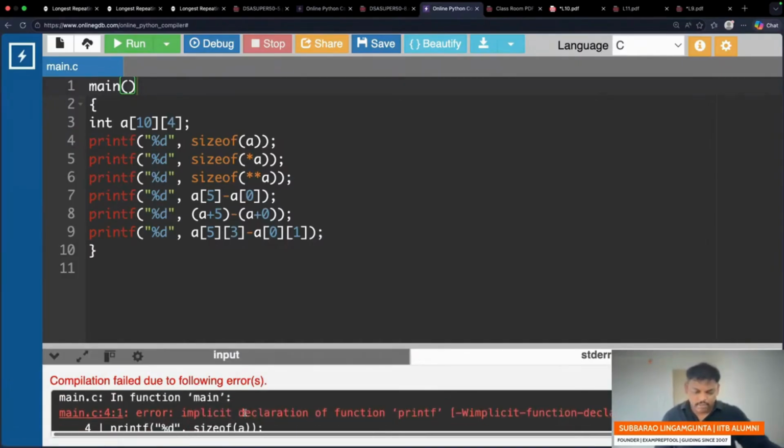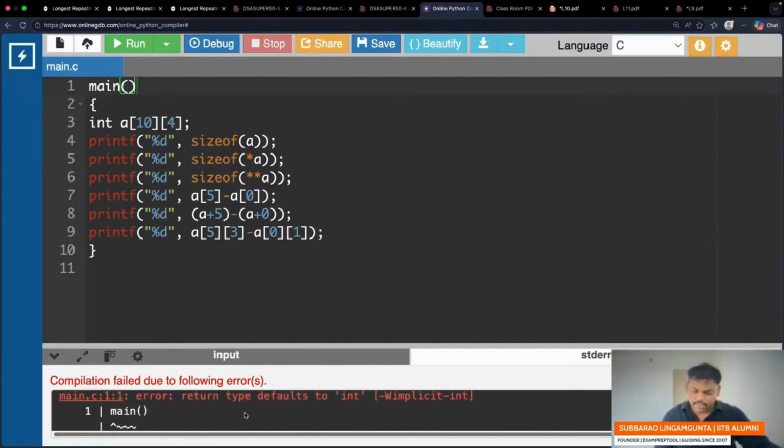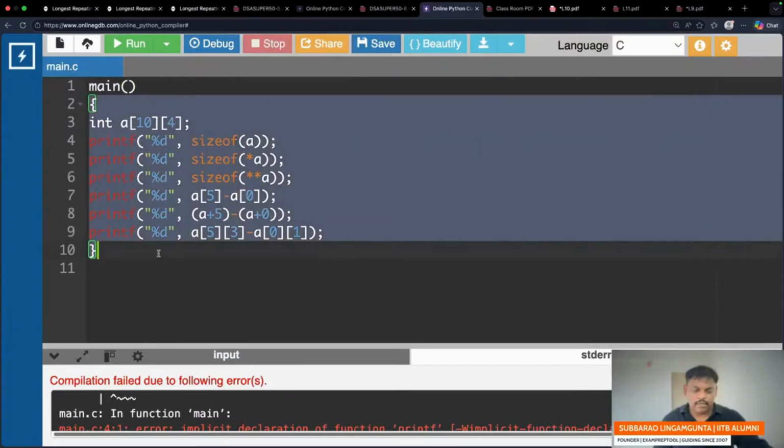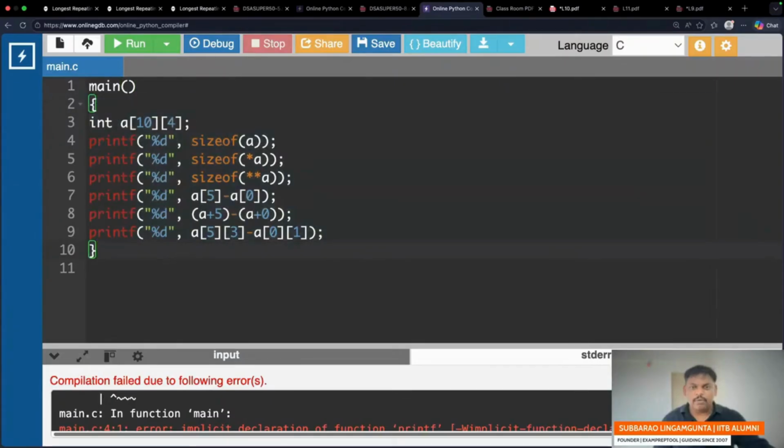Wait, I just want to say one point to you. There are some errors, let me rectify the errors first. Int main, any issue with main? Bracket int a. Let me know where we are going wrong. See this one time, I want to say a few points to you. Line 1 error, what is that?